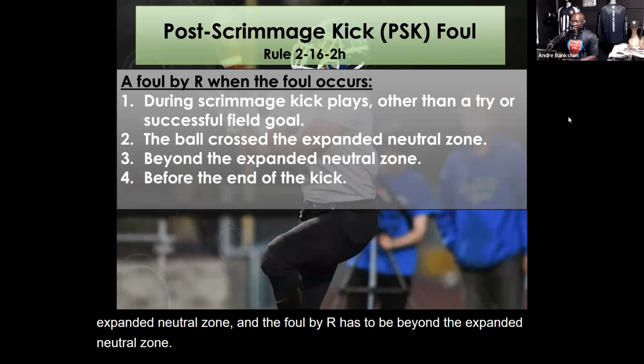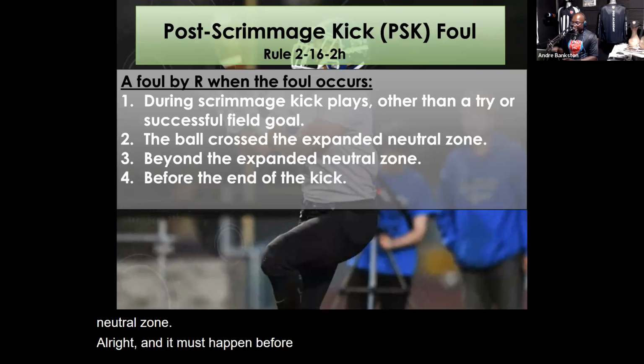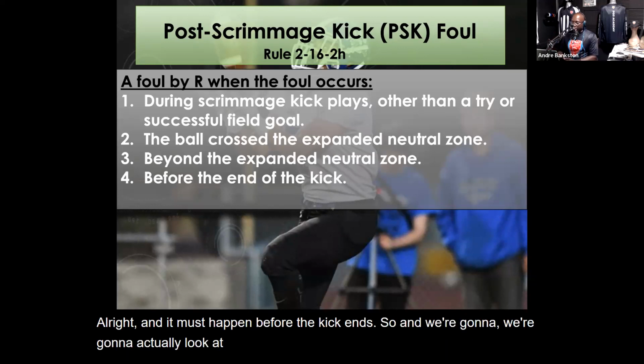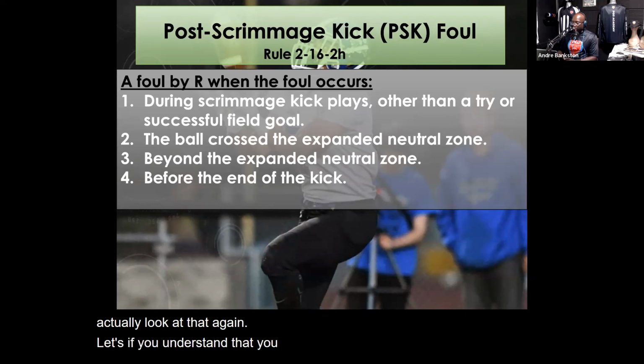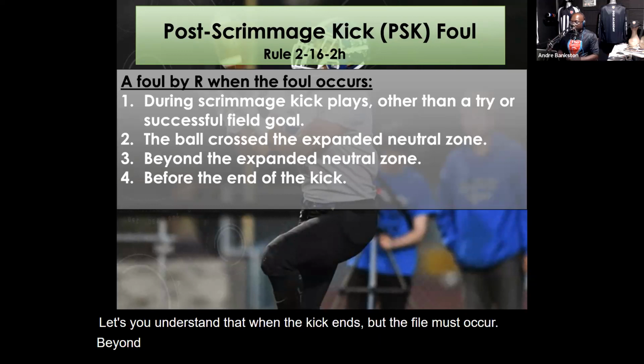All right, and it must happen before the kick ends. So, and we're gonna actually look at that again. Let's see if you understand that you know when the kick ends. But the foul must occur before the kick has ended.